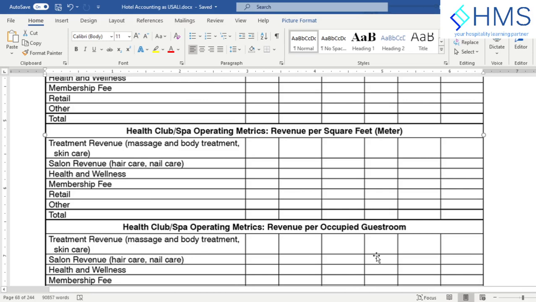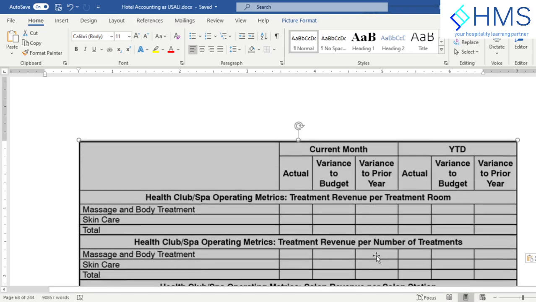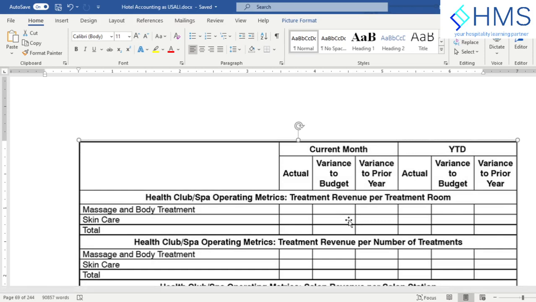Then you have the same metrics by occupied room, so that we can understand what is the capture ratio of the guest: how many guests are using treatment, how many of them are using the salon, how many of them are using health club facilities and membership. So that it helps to understand, are we able to capture our market or are we not able to capture our market.